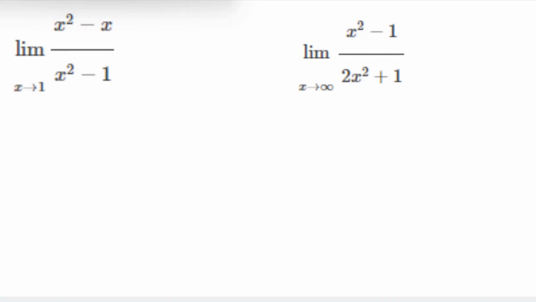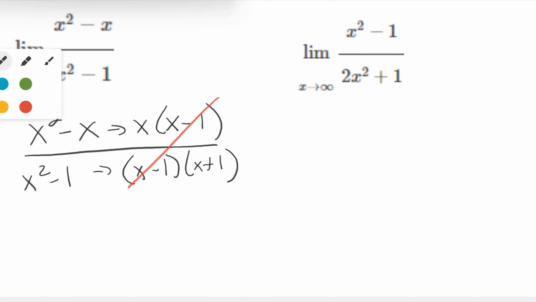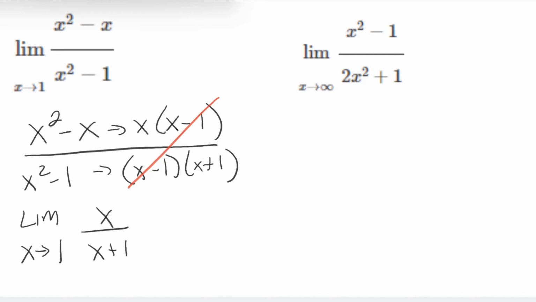Well, let's look at this first one. Let's look at the x squared minus x. Can I take something out of that? Yeah. So this becomes x and then x minus 1, right? And then on the bottom we have x squared minus 1, which can become x minus 1, x plus 1, right? So I can cancel those two out. And now I'm looking at the limit as x goes to 1 of x over x plus 1, which we now can do. And that's 1 half.